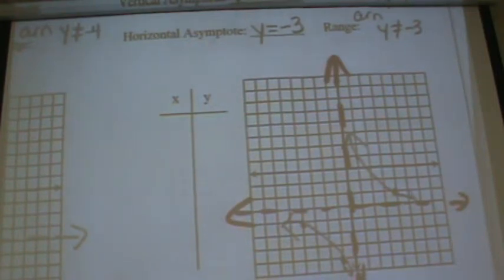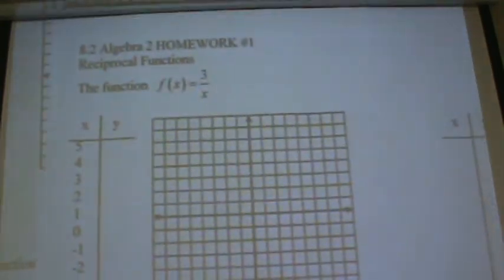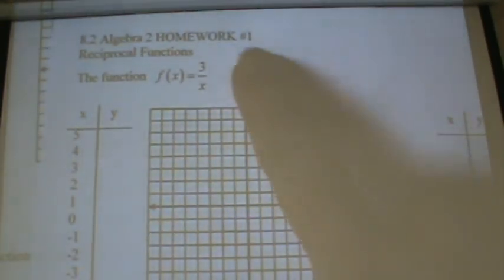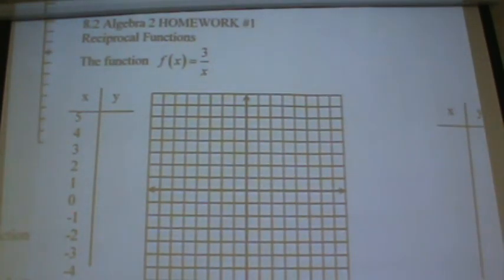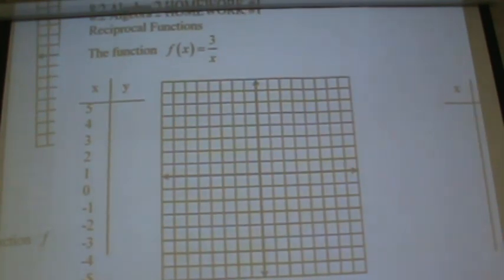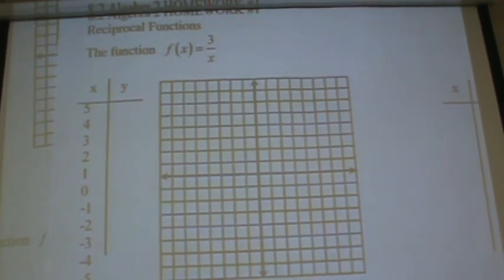Okay? So what I want you to do for homework is I have another worksheet, it looks very similar to this. It's called homework number 1. I wanna see if you can do these. Do you need the table? No, you don't. How many columns?